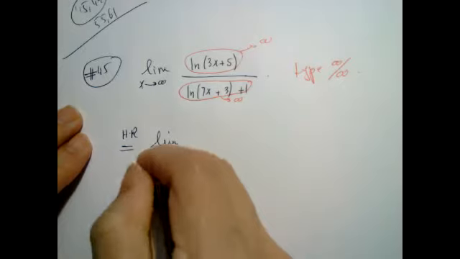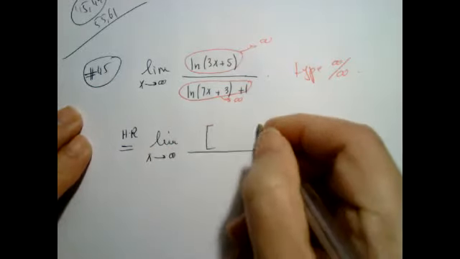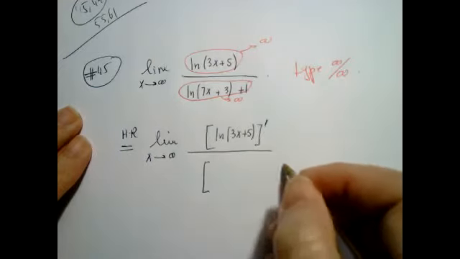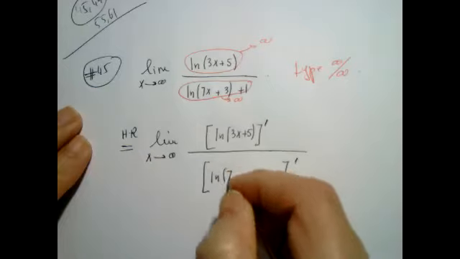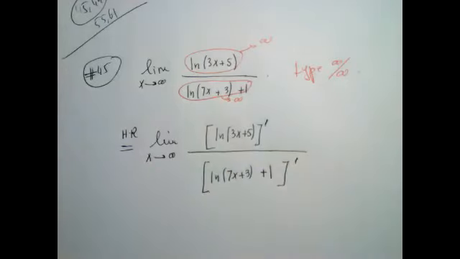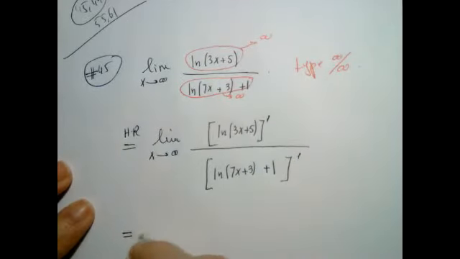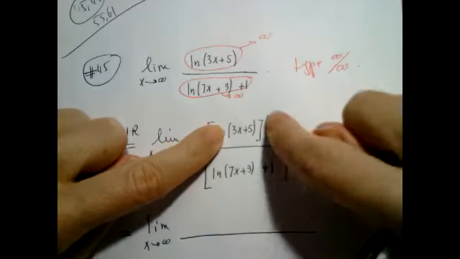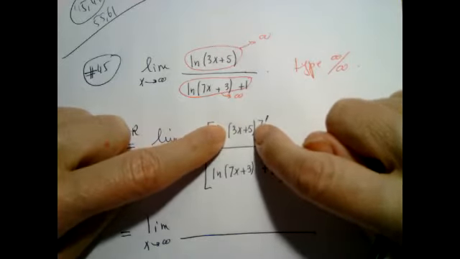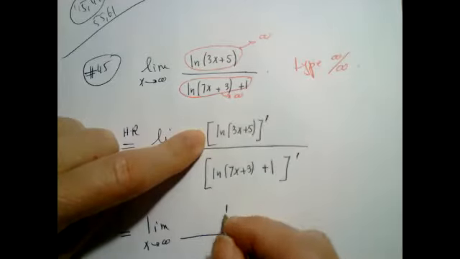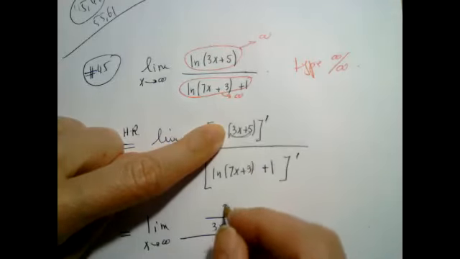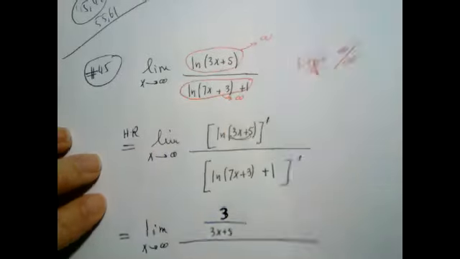It's the limit as x goes to infinity of the derivative of the numerator over the derivative of the denominator. Okay, so now it's just a matter of computing derivatives. So this is equal to the limit as x goes to infinity of... Okay, so let us see. What's the derivative of ln of 3x plus 5? So that's the chain rule. Ln of something. So it's the derivative of the ln, which is 1 over 3x plus 5, times the derivative of the inside, which is 3. So that's the numerator. Now denominator.